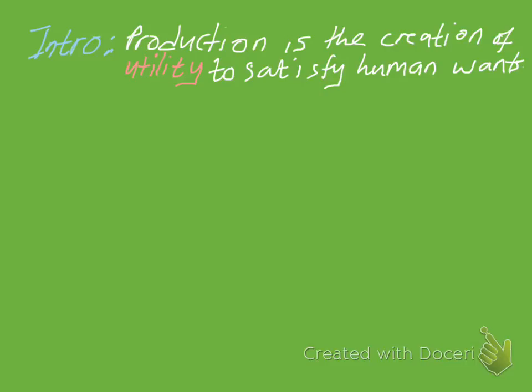Production is all those activities that provide utility to satisfy human wants. So in production there are goods and services created, and these goods and services can satisfy human wants. Utility in this definition comes in the form of goods and services. These goods and services have utility, provide utility that provides satisfaction towards human.